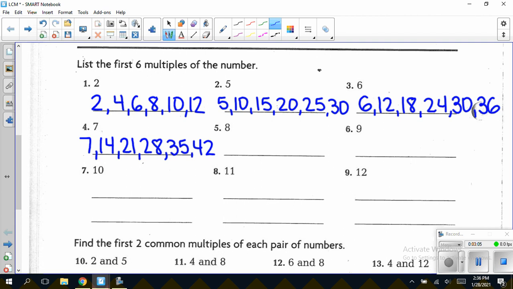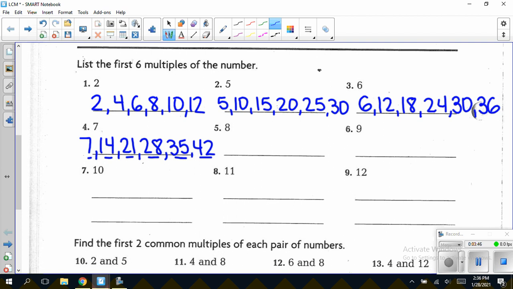Notice when I have my list of counting by 7s, my first number, my first multiple of 7, would be 7 times 1. To get 14, it's 7 times 2. To get 21, we have 7 times 3. To get 28, we have 7 times 4. 35 would be 7 times 5. And 42 would be 7 times 6. So you can easily count by those numbers by thinking of that number that you're counting by. So for number 4, we were counting by 7s. Multiply that 7 by 1 through 6, and that helps you find your first 6 multiples.